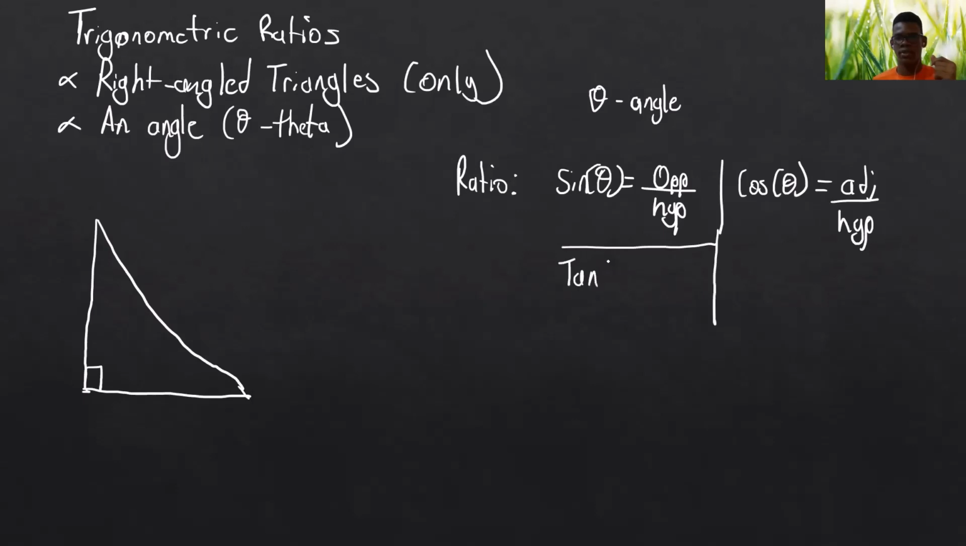tan theta, which is opposite over adjacent, right? Good. So you have these trigonometric ratios you need to commit to memory.